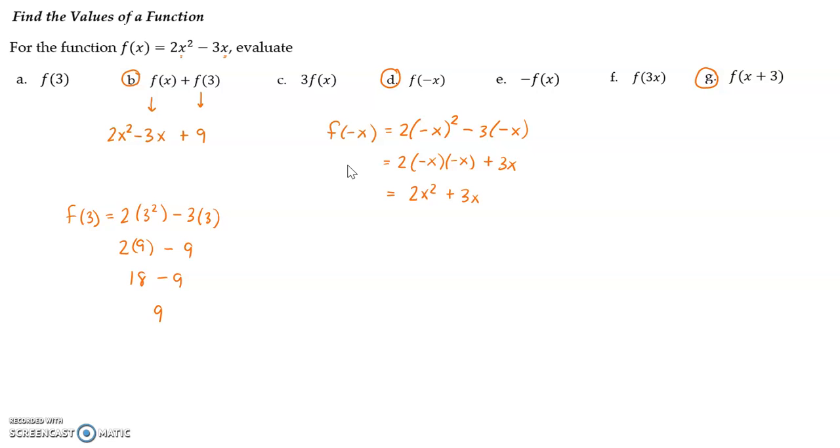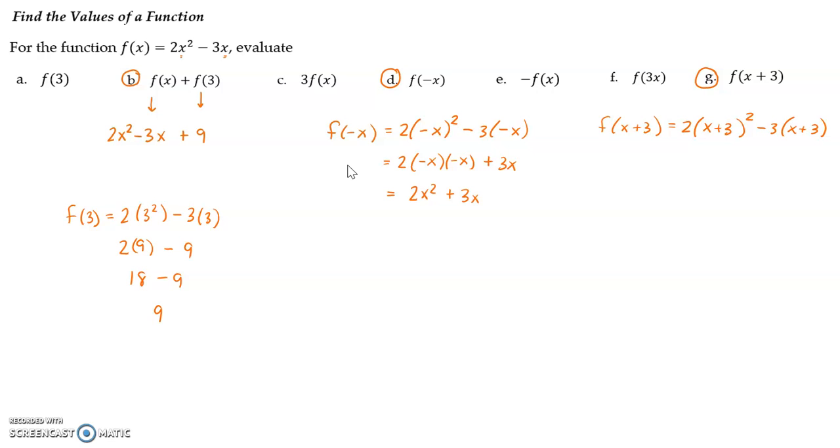And let's go ahead and take a look at our last one, part G. We've got f of x plus 3. That means we're going to be plugging in an x plus 3 each time we see an x in our original function. So f of x plus 3 is going to be equal to 2 times x plus 3, the whole thing squared, minus 3 times x plus 3.